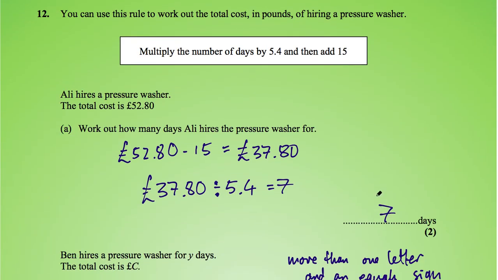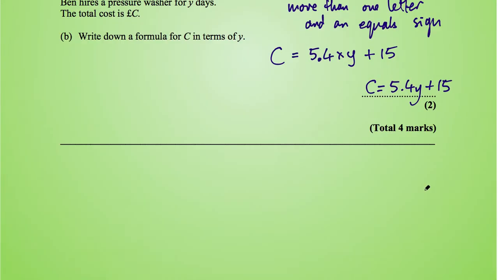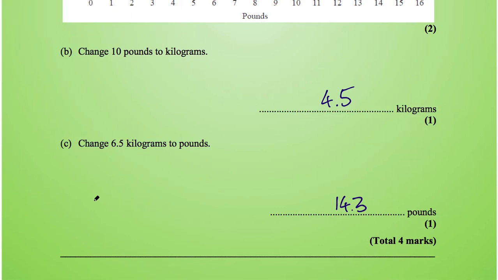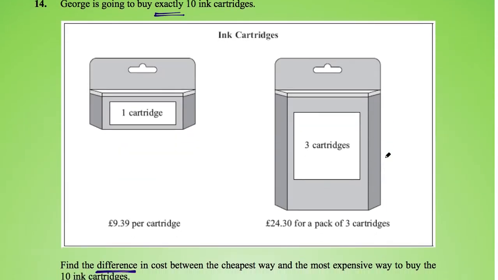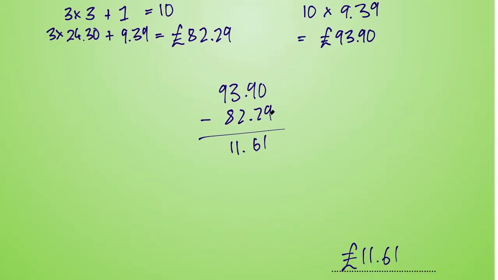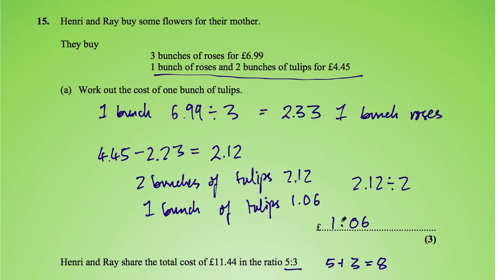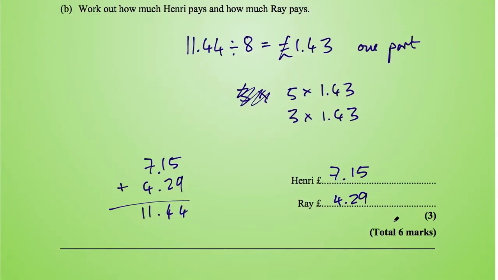Question 12, A, 7 days, B, C equals 5.4, Y plus 15. Question 13, your graph should look like that, a straight line that ends up going through 0. And your answers are 4.5 kilograms and 14.3 pounds. Question 14, difference in costs. You've got one 93.90, the second 82.29. The difference is £11.61. Question 15, tulips cost £1.06, and the costs that they each spent, Henri £7.15 and Ray £4.29.